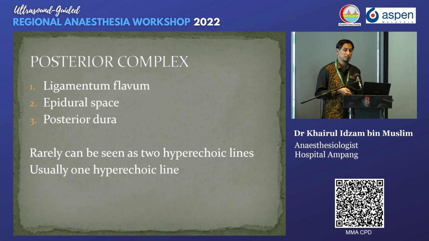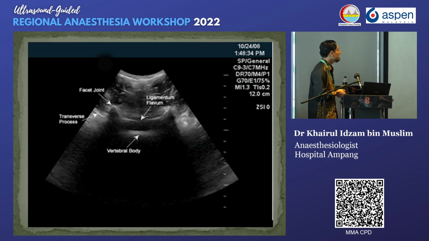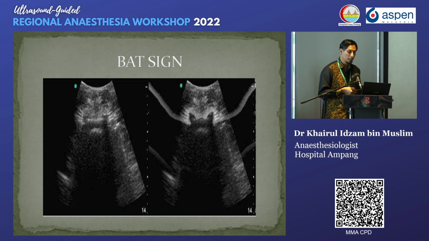The posterior complex consists of ligamentum flavum, epidural space, and posterior dura. It can rarely be seen as two hyperechoic lines, usually only one hyperechoic line. The anterior complex consists of anterior dura, posterior longitudinal ligament, and the posterior part of the vertebral body and intervertebral disc. It is usually visible as a single thin hyperechoic line. Here we can identify the ligamentum flavum and the transverse process. Sometimes we describe it as a bat sign.